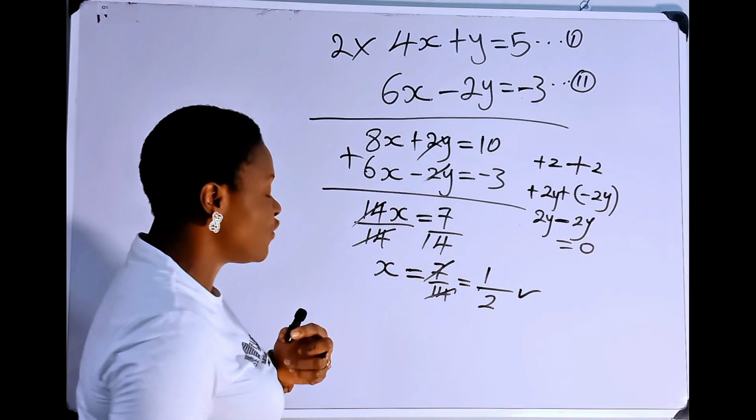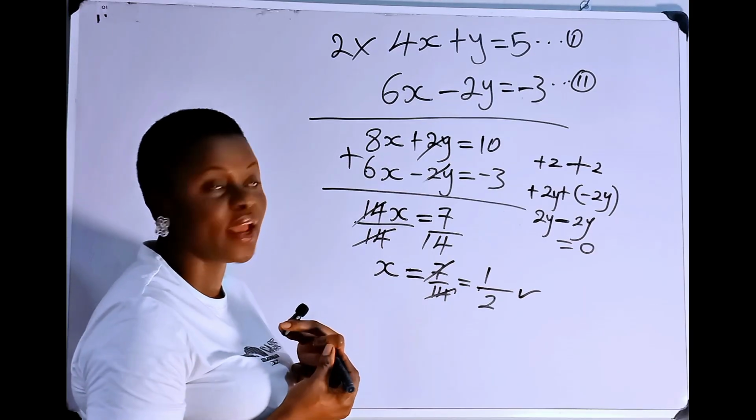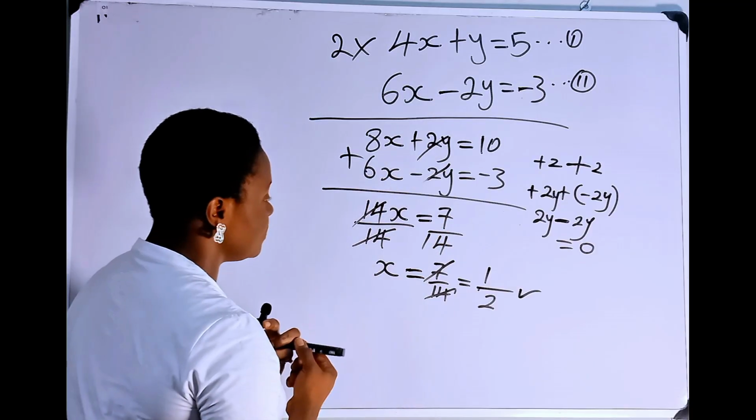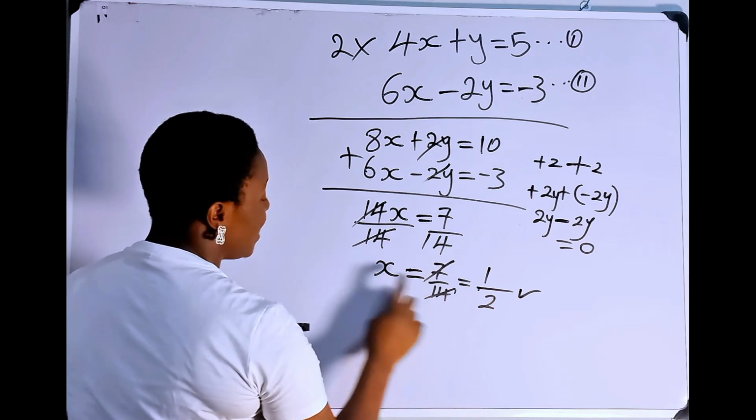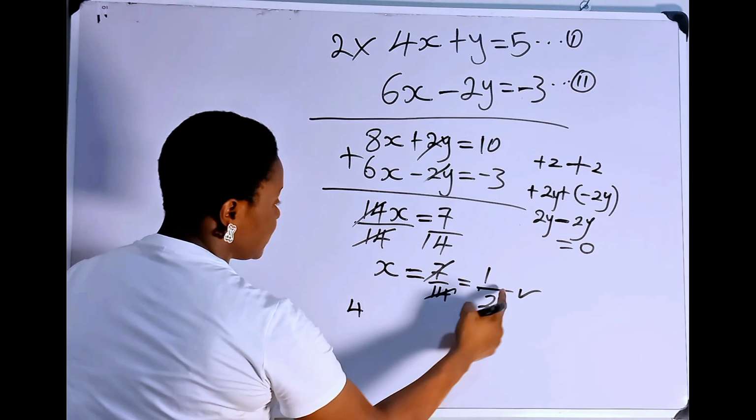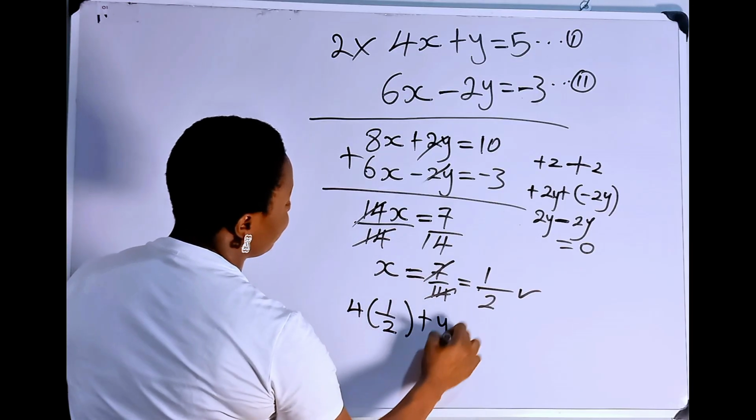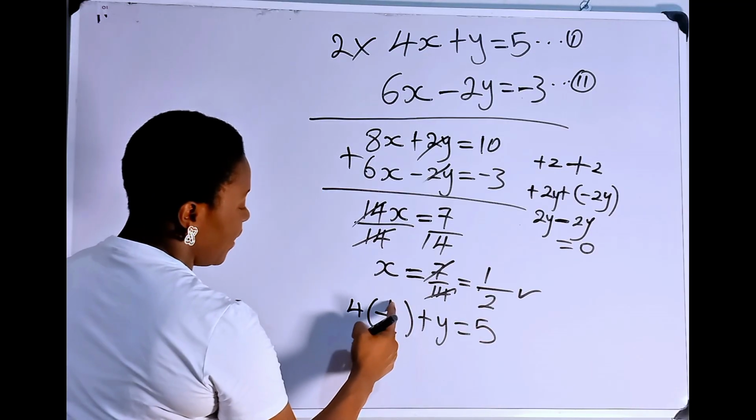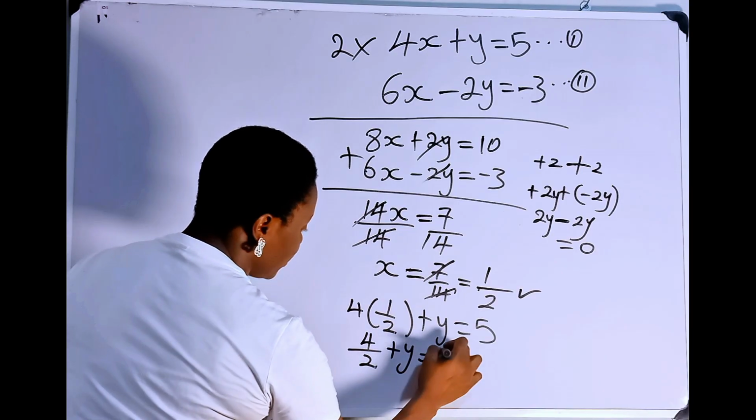Now that we have gotten the value of x, we can substitute this into any of the equations, okay? You can choose equation 1 or equation 2. So let's go with equation 1. We are going to substitute 1 divided by 2 as the value of x in equation 1. So we have 4x is 4 times 1 divided by 2, then plus y, we don't have the value of y, and this equals 5. Now 4 times 1 will give us 4, divided by 2, plus y equals 5.